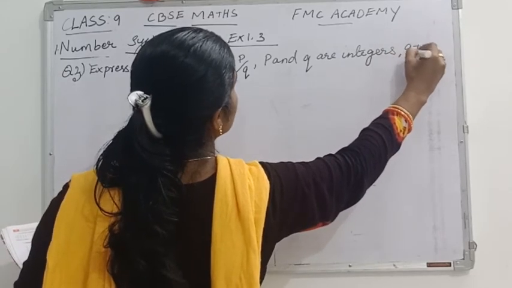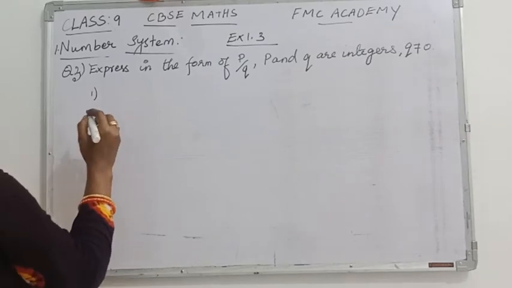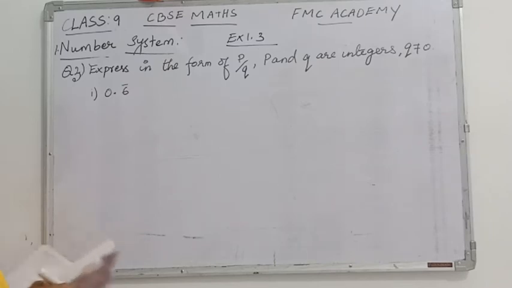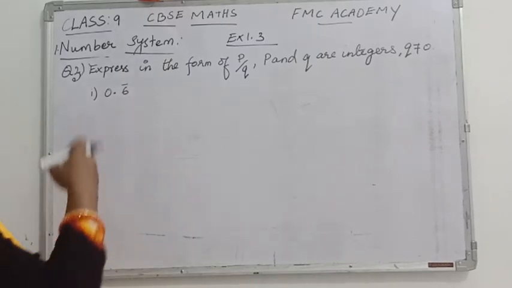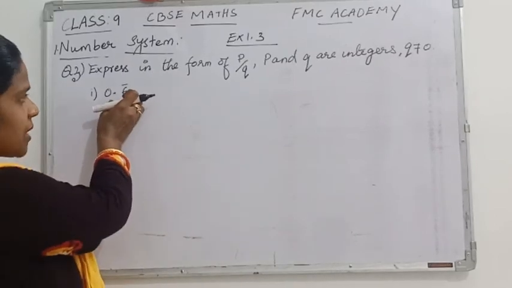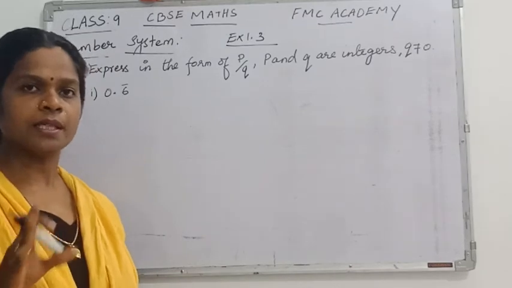Q is not equal to 0. So the first one over here, that is 0.6 bar. Very, very simple sum. Just follow the steps, because the steps are going to be the same in all the sums. Whenever the decimal expansion is given and you are going to convert it in the form of P by Q, the steps are going to be the same only.